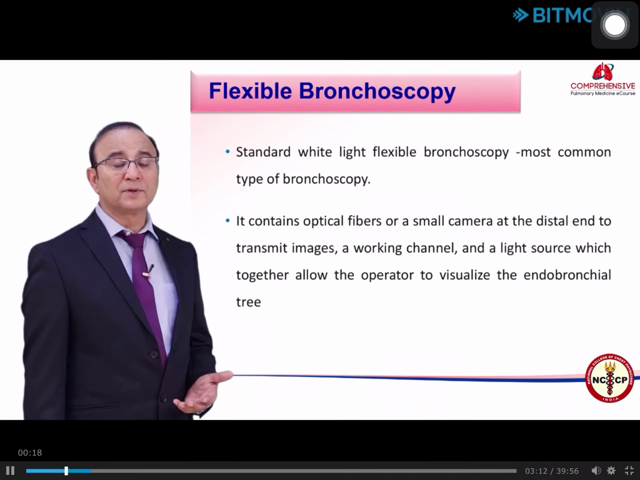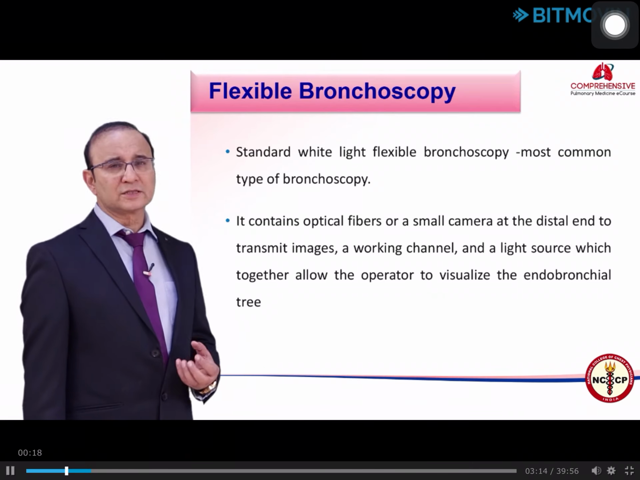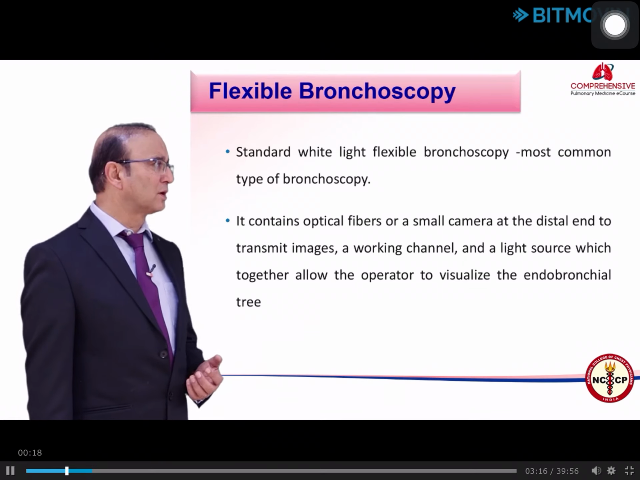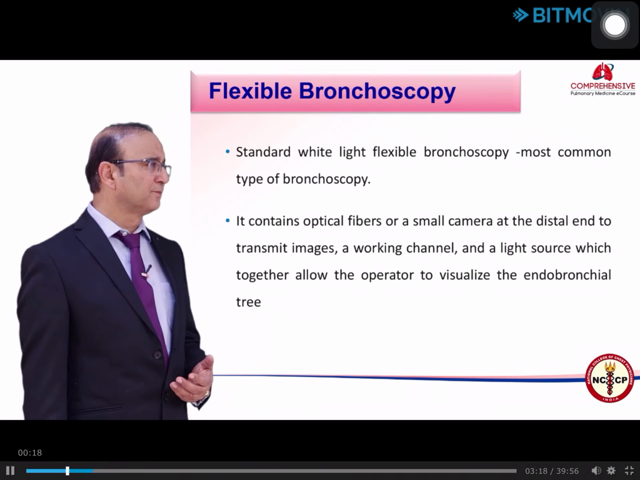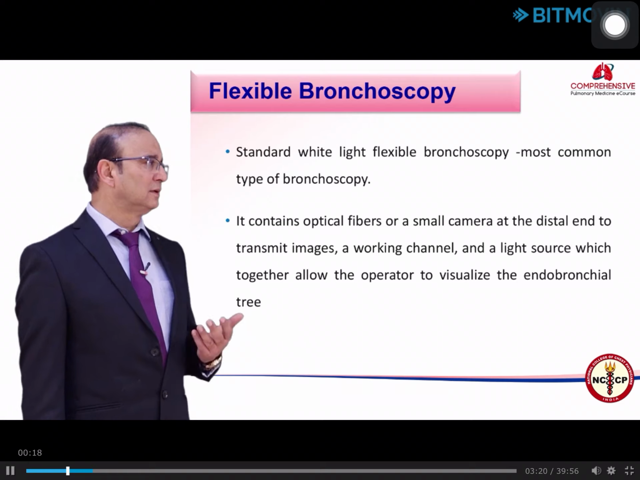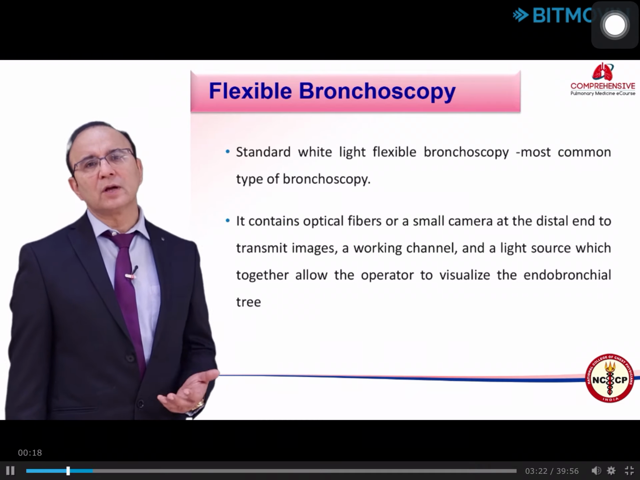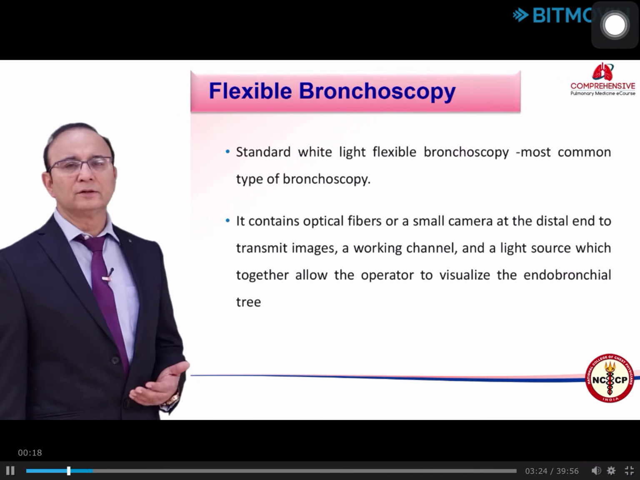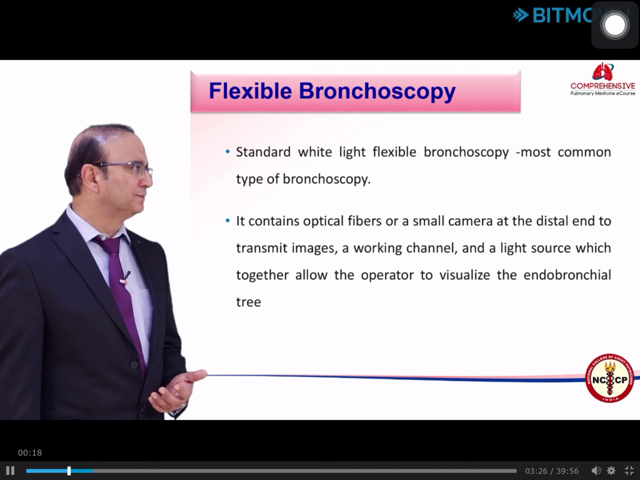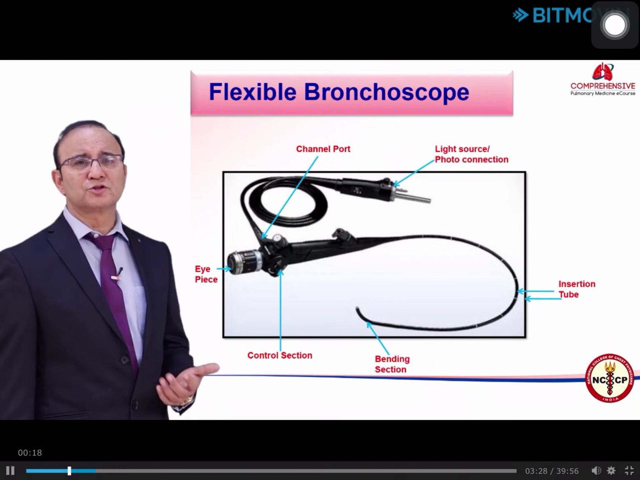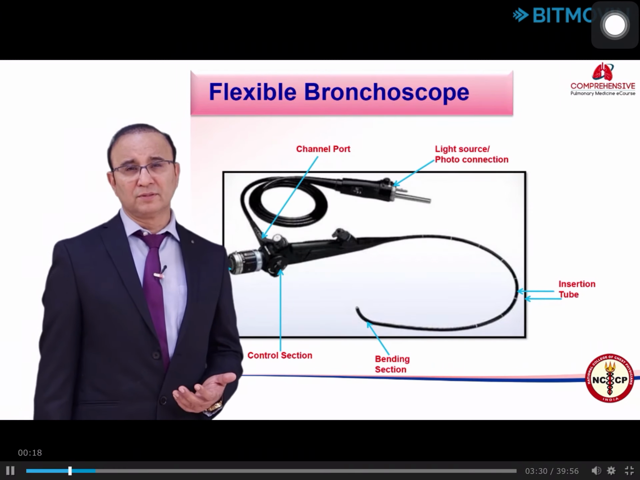It contains optical fibers or a small camera at the tip of the bronchoscope to transmit images, a working channel and a light source, which together allow the operator to visualize the endobronchial tree. This is a cartoon showing the various parts of the bronchoscope.